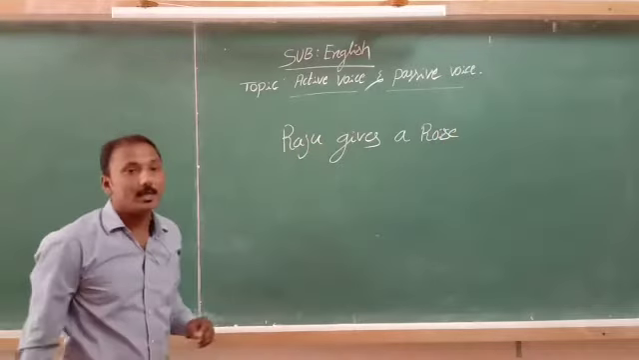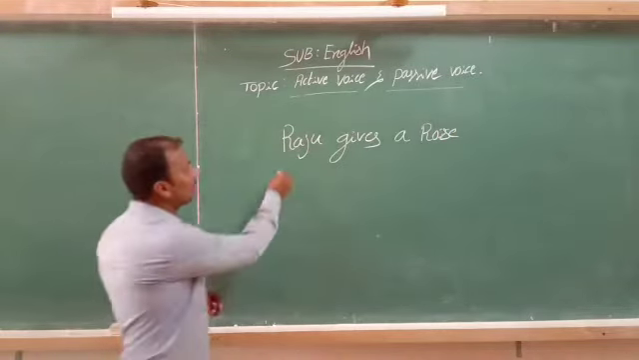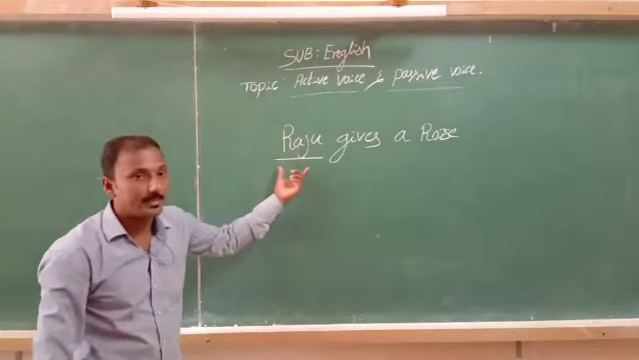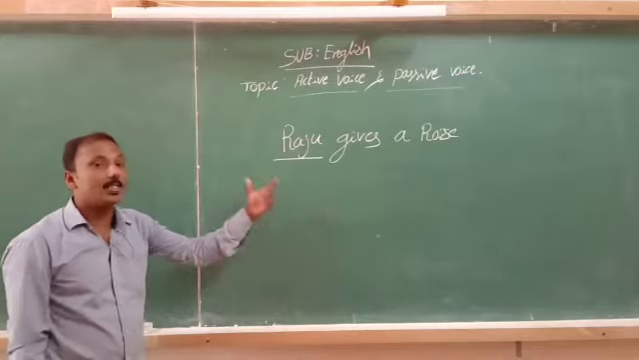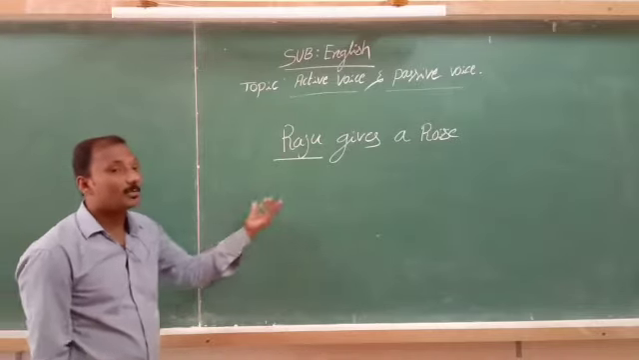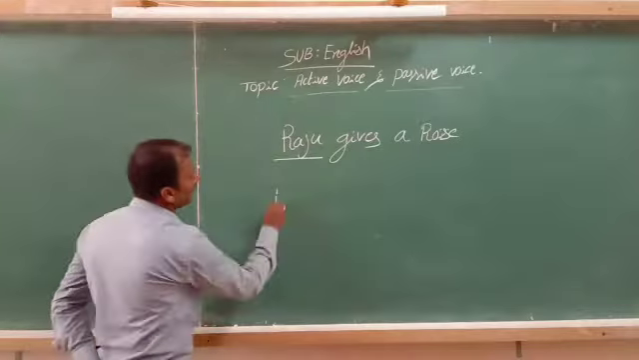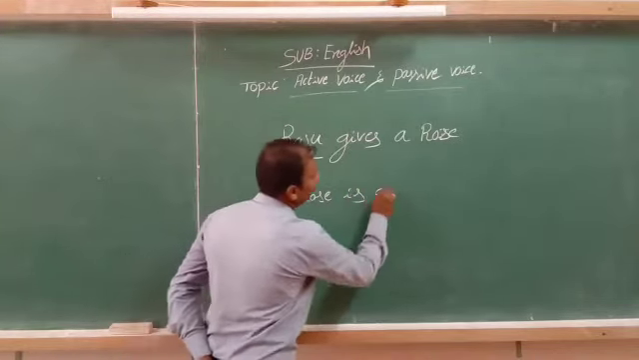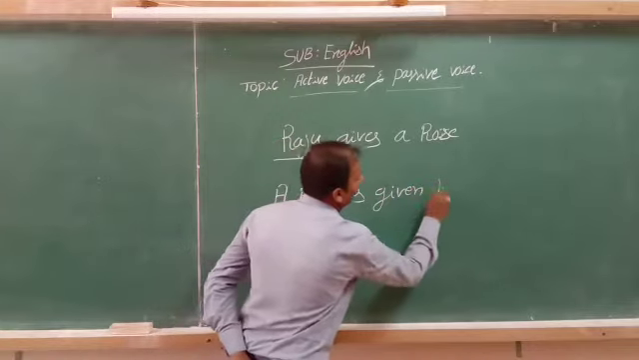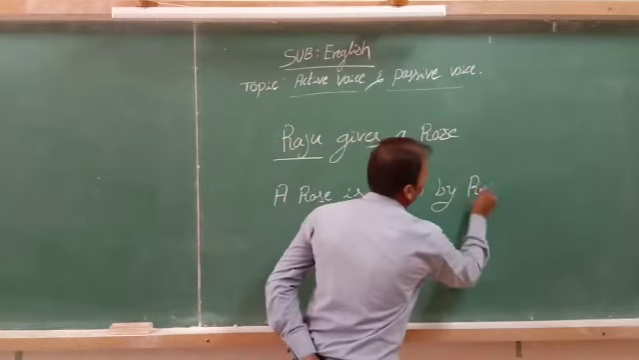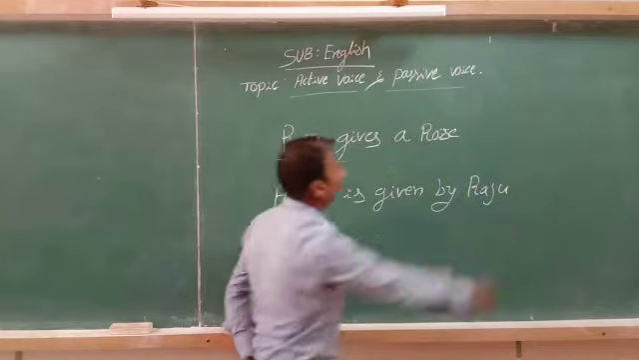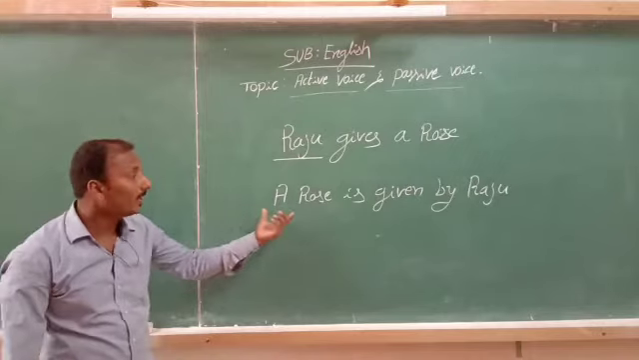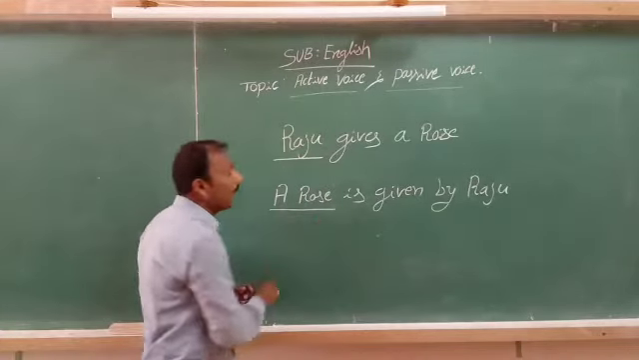Raju gives a rose. In this sentence, Raju is the subject and this is an active sentence. And this sentence changes as a passive, and we write another way: A rose is given by Raju. So in this sentence, we give more importance to the rose.